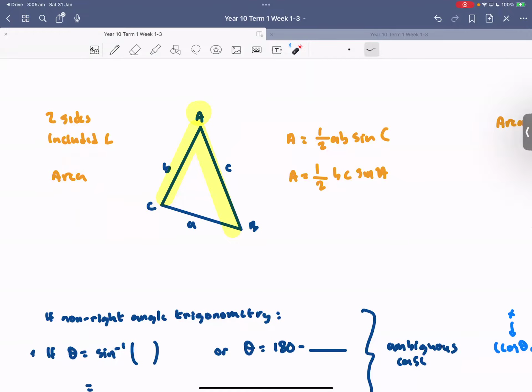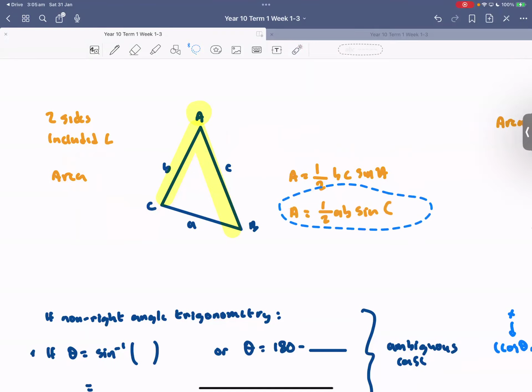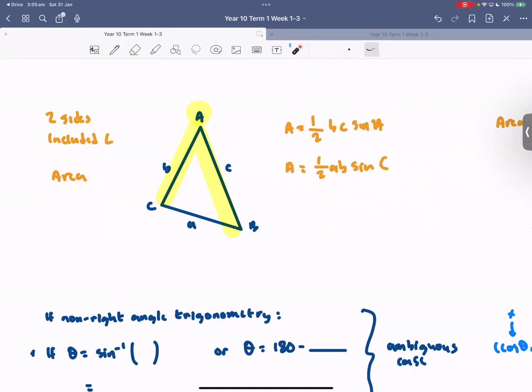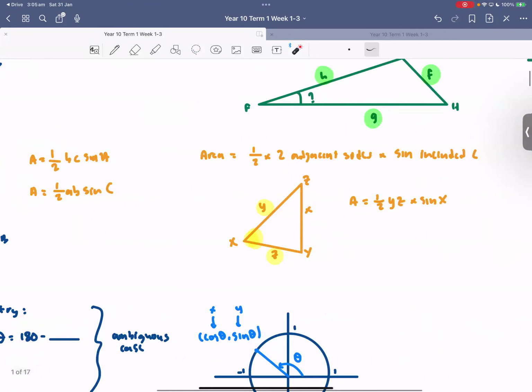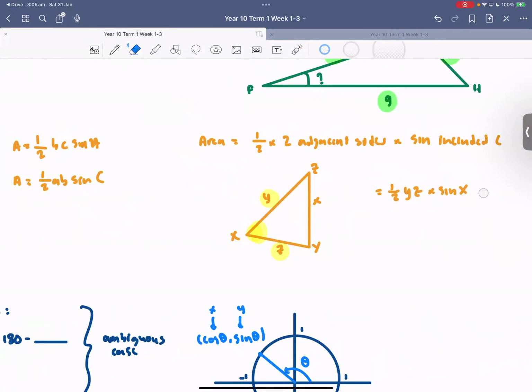Or it can be anything. It could be like half BC sine A. Yeah, you can write half BC sine A if you want to, because what if you have these 2 sides and the angle in between? The rule is pretty straightforward. The English version of the rule is: area equals half times the 2 adjacent sides times sine of the included angle.